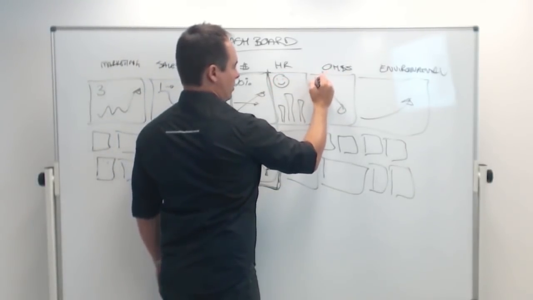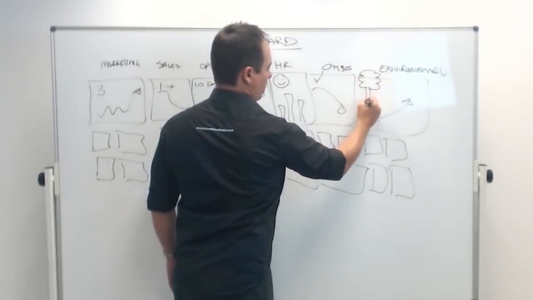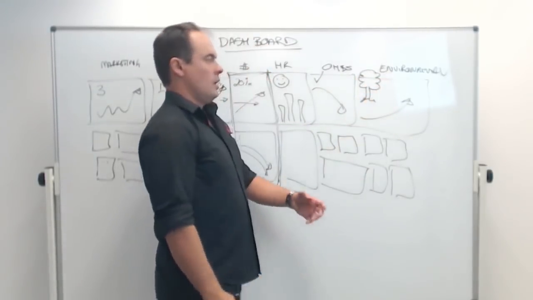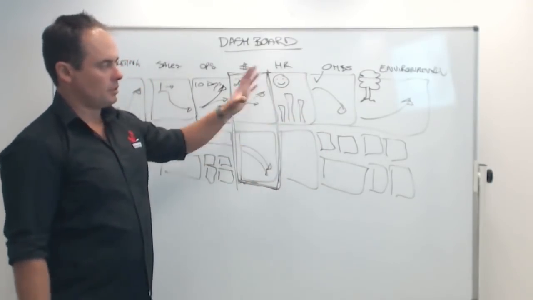OH&S is about safe people. And environment's about improving the environment and looking after the trees. It's not all of what it's about, but it's something important to consider.